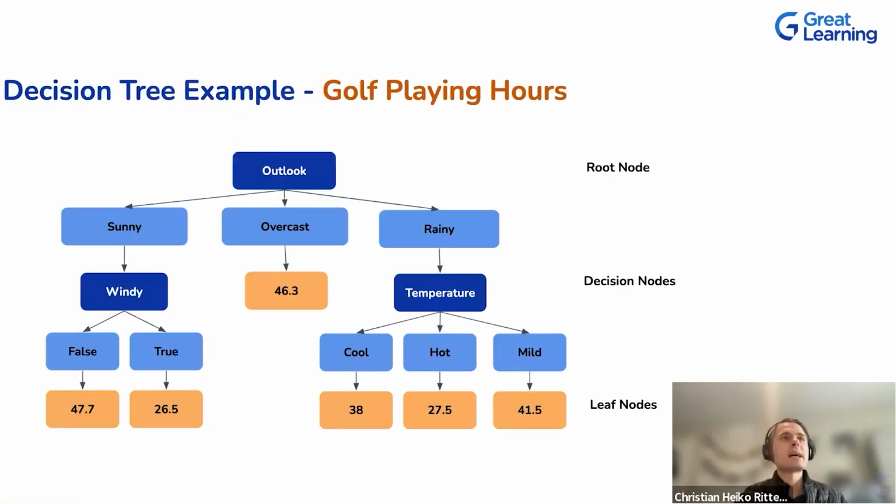Here you see an example of a tree. Concretely, we want to predict golf playing hours, let's say for the week. Hypothetically. If you want to go ahead and do this, you might think, on which kind of data do I have to predict those golf playing hours? Let's assume we have data about the weather, and this weather data maybe can help us make a decision about whether somebody wants to play golf or not.